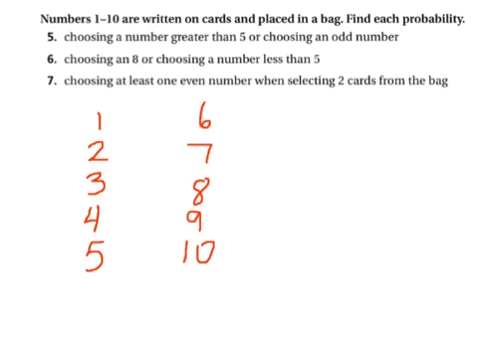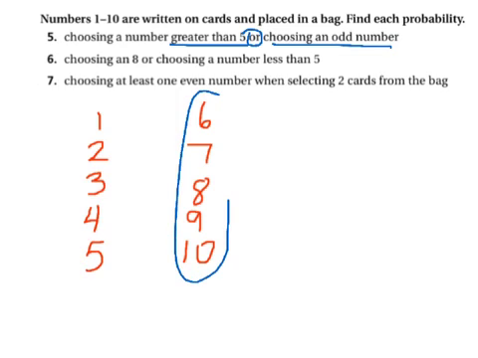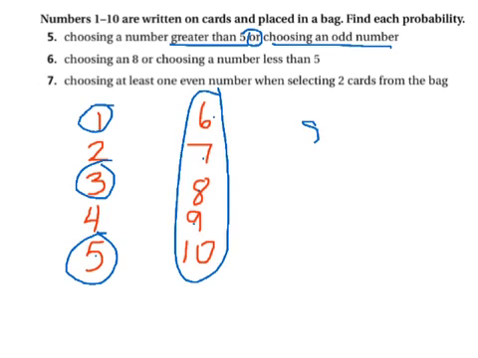So what's the probability of choosing a number greater than 5 or choosing an odd number? So we got all the ones greater than 5, that's all of these. Or an odd number, there's an odd number, there's an odd number, there's an odd number. So the total numbers that fit this category are 1, 2, 3, 4, 5, 6, 7, 8. 8 out of 10, because there's 10 numbers, which is 0.8.